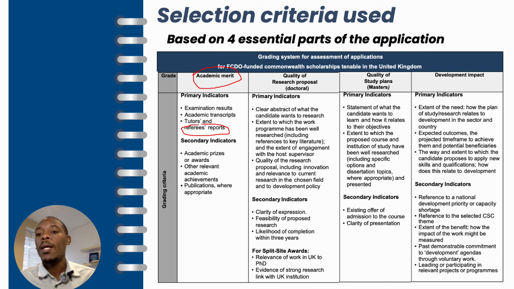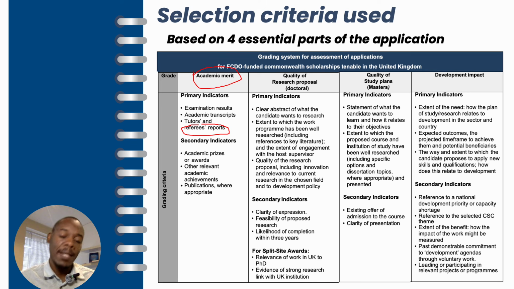It is about demonstrating the impact that you are going to create to your community when you go back to your home country. And therefore, they look at primary indicators such as you demonstrating the extent of the need of what you want to study. How is it demonstrating that it is needed? The plan that you've given in your study plan, how does it demonstrate development in your country? That is very important. Demonstrating clearly the outcome that you want to see in your field of study, that will also give you a high score. So it's basically talking about the developmental essay.